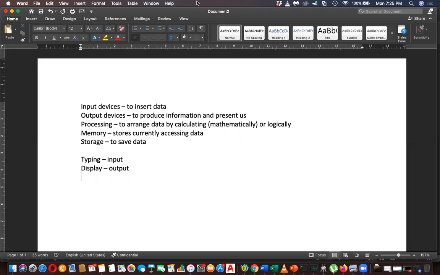How many minutes ago did I say that? Five. Yeah, it's 5 minutes ago. How? You have calculated now. That is your processor. So with this example, try to understand the components of a computer system.